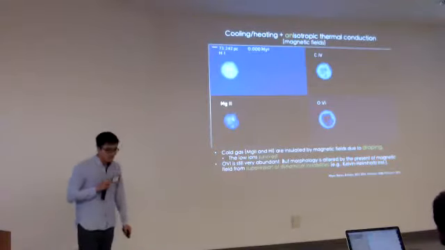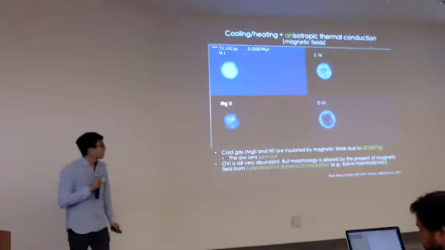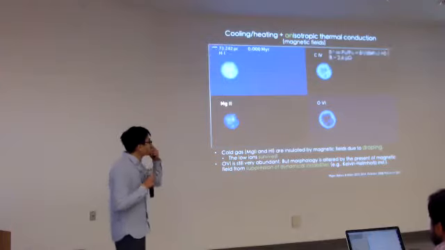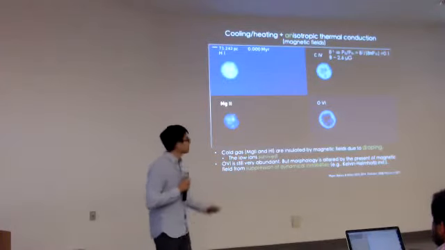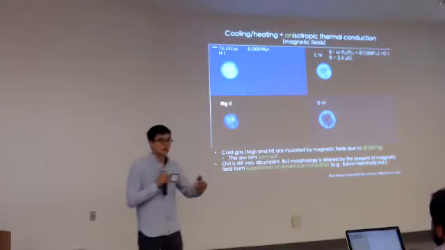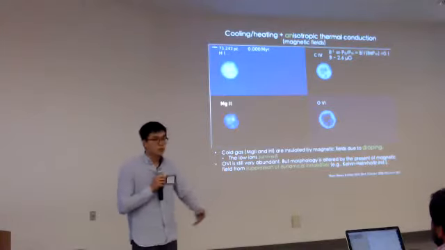Finally, we want to add a magnetic field to the simulation. We parameterize our simulation in the following way. There's this beta inverse parameter, which is just the pressure of the magnetic field over the thermal pressure.